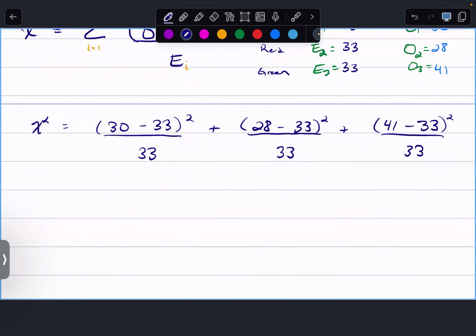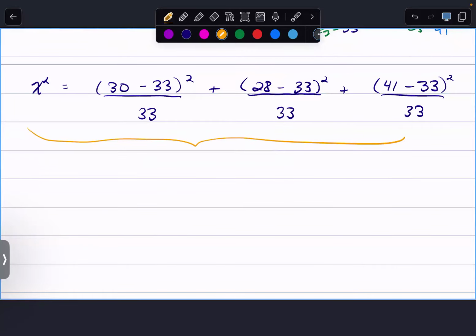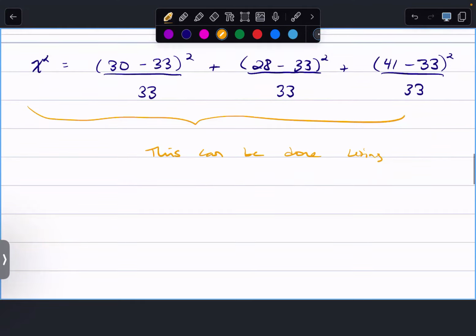Pretty sure that this calculation can be done in Excel. This can be done using just the regular math functions. So you can set up a formula and just drag and do it relatively quickly in Excel. But there's also a chi-squared test function.